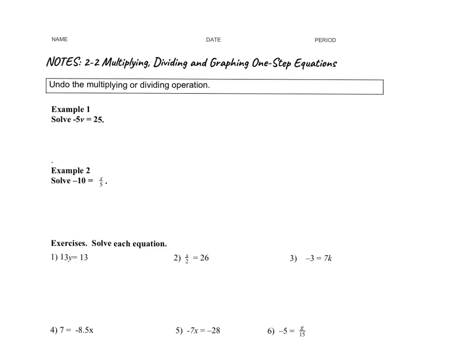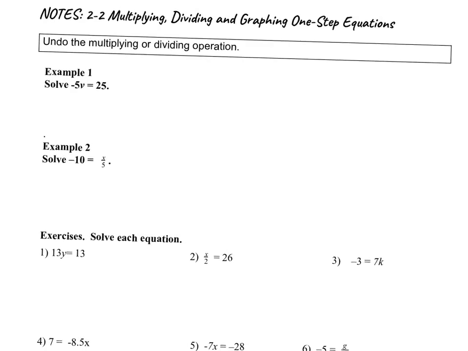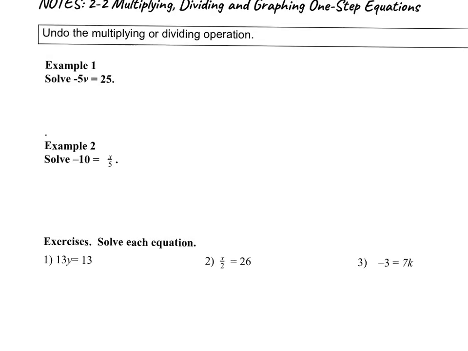Okay, so yesterday we talked about just the adding and subtracting part. And so this is the multiplying and dividing of one-step equations. And so I want you to look at this first example. It says negative 5v equals 25.